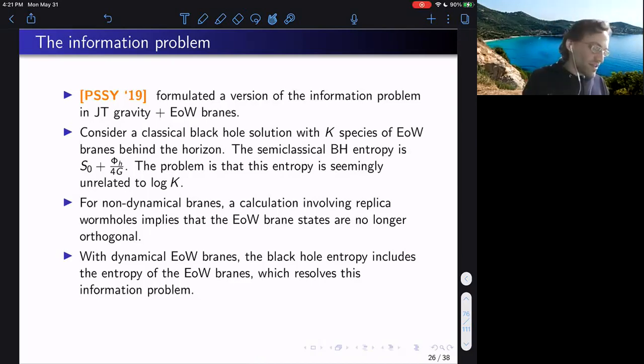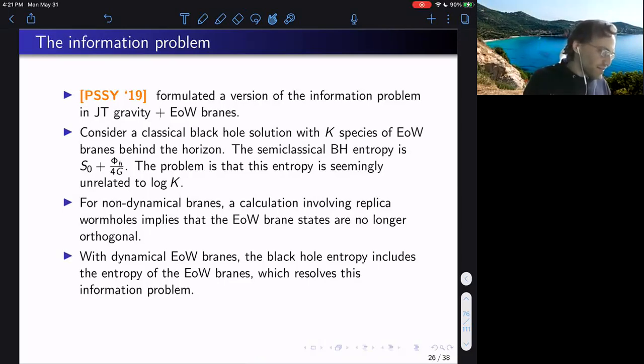In particular, if you repeat the replica wormhole calculations with the dynamical end-of-the-world branes, basically you just use the new density of states that I showed, and the extra contribution of log K to the zero temperature entropy would imply that the replica wormhole saddle is never dominant.